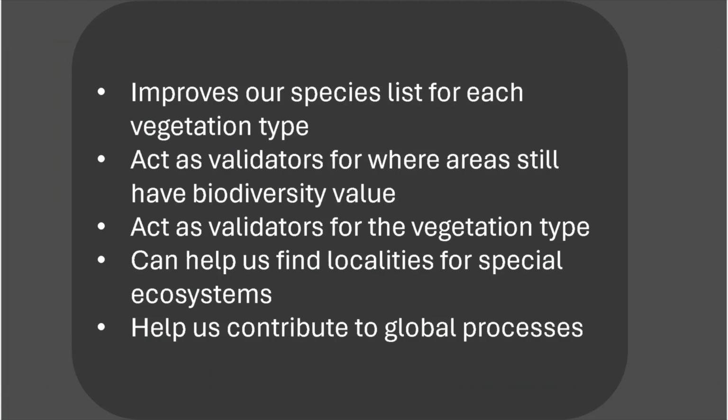So in summary then, you can help us with one observation, hopefully more than one, improve our species list for each vegetation type. You act as validators for where areas still have biodiversity value by showing us whether it's degraded or less degraded. You act as validators for the vegetation type by giving us funny comments. You can also help us find localities for special ecosystems like those riparian areas. And lastly, you help us contribute to global processes. That is the uses so far, but as you've heard, we keep finding more and more uses for this work.